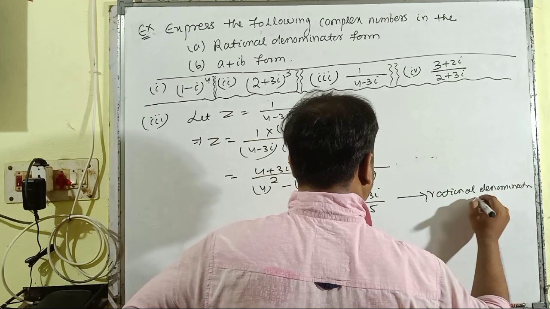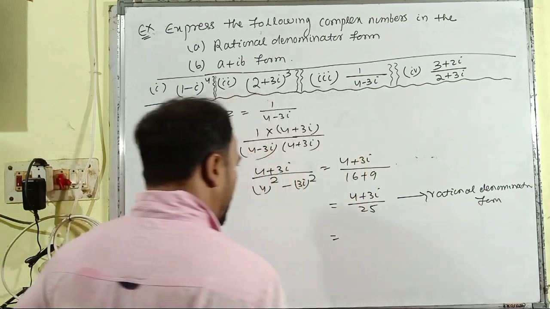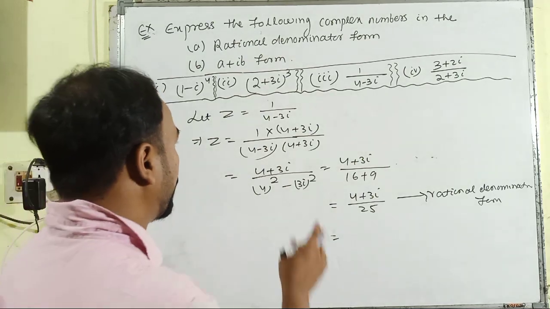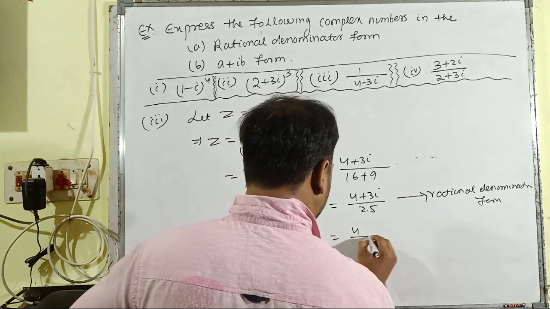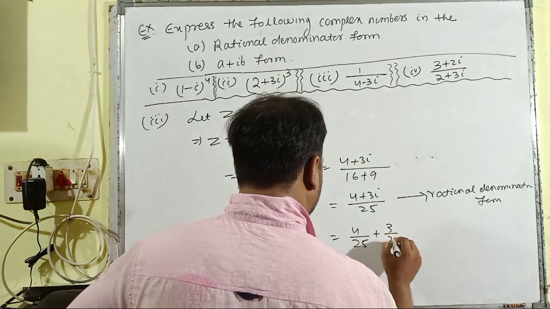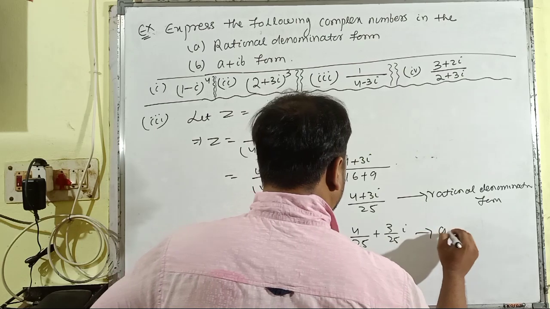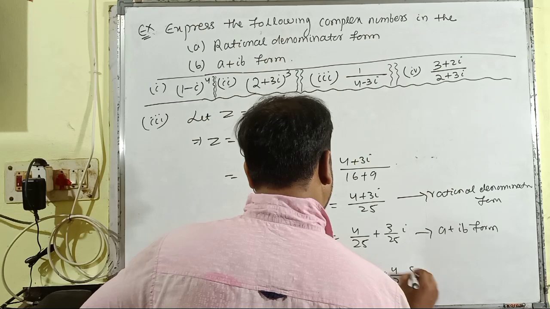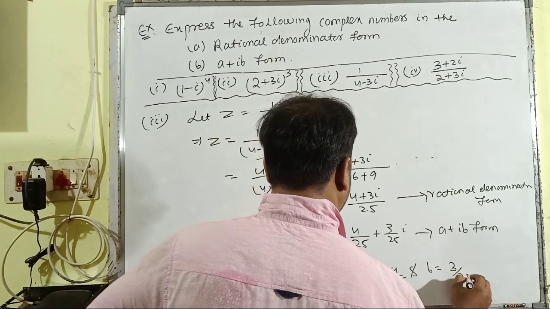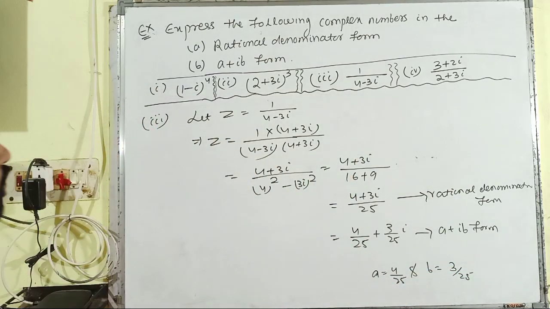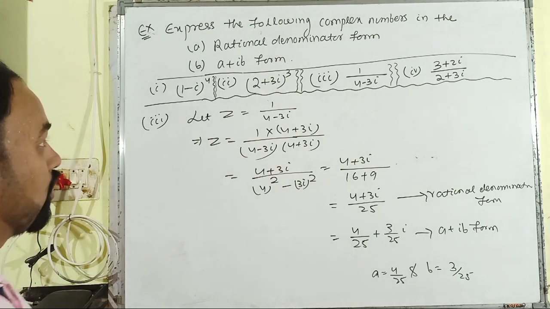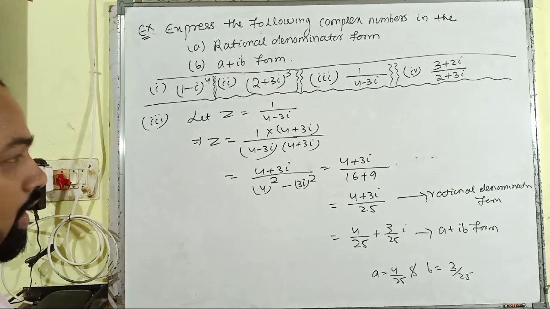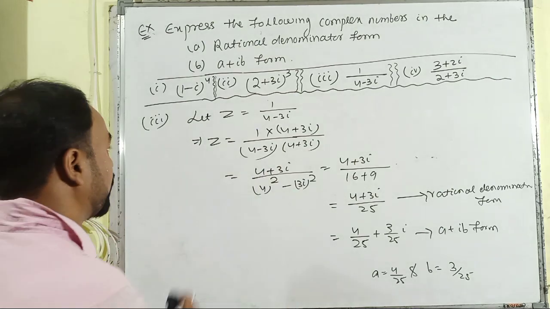This is the rational denominator form. But after this, we have to go through one more step so that we can obtain the a plus ib form. So it will be 4 upon 25 plus 3 upon 25i, and here it is the a plus ib form, where a is equal to 4 upon 25 and b is equal to 3 upon 25. So it is all about the problems based upon expressing a complex number in the rational denominator form as well as in the a plus ib form. Then let us move towards some more examples based upon these forms.